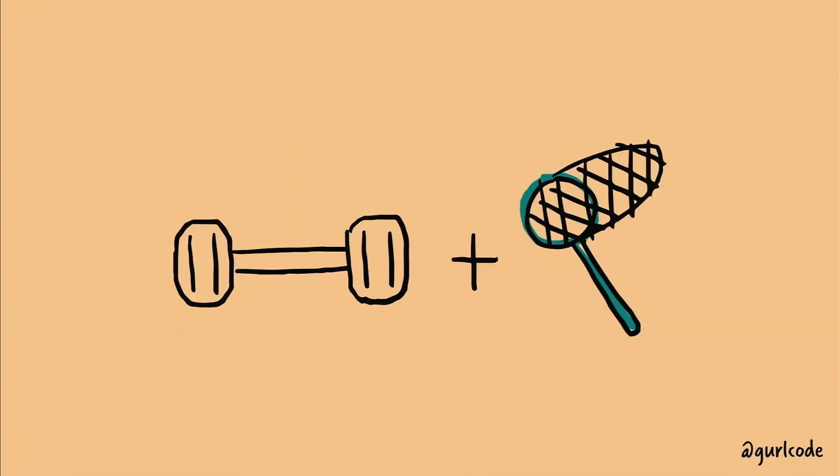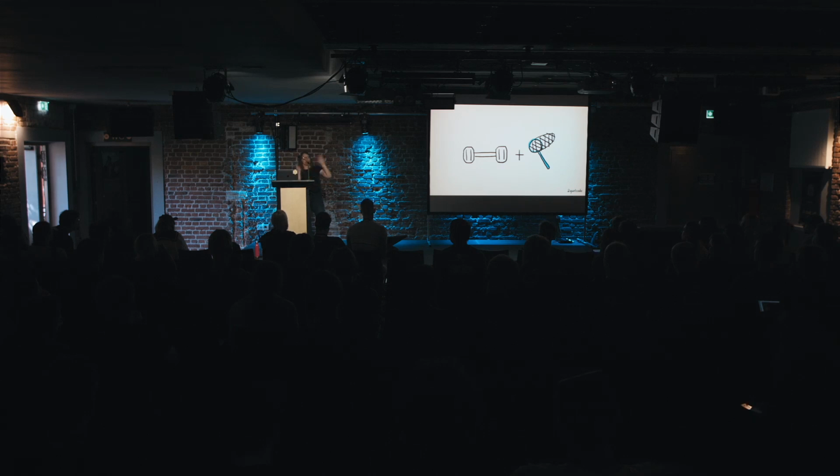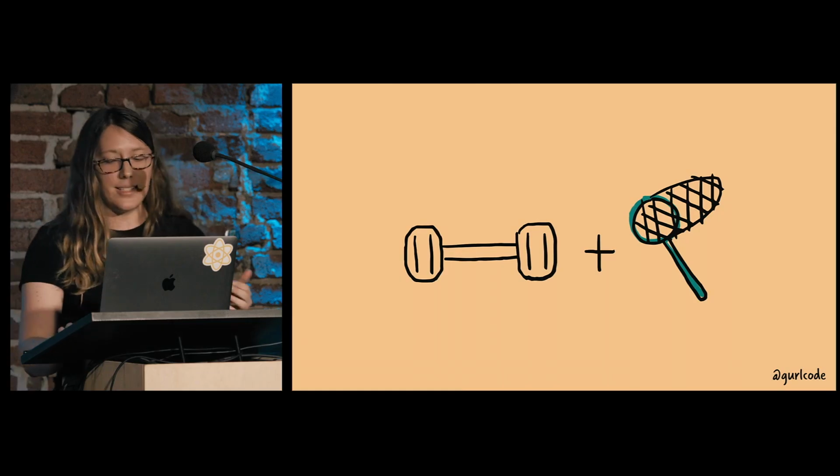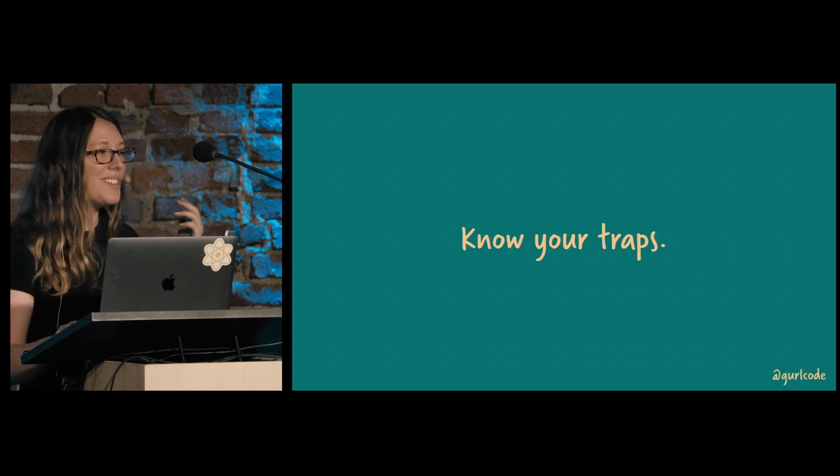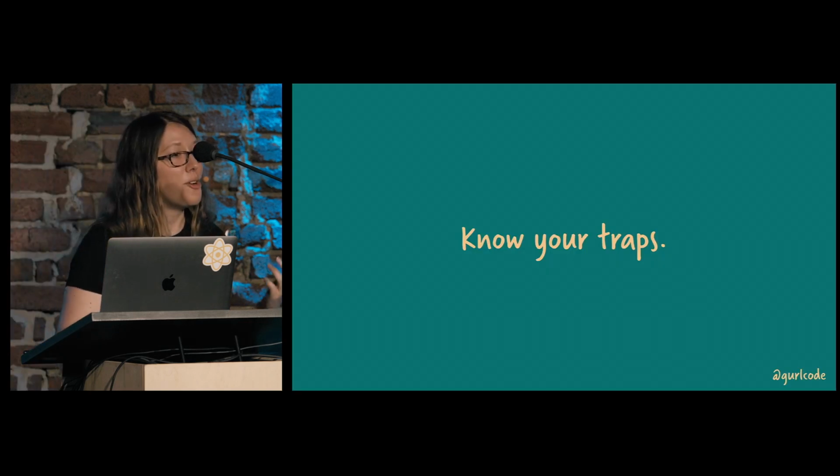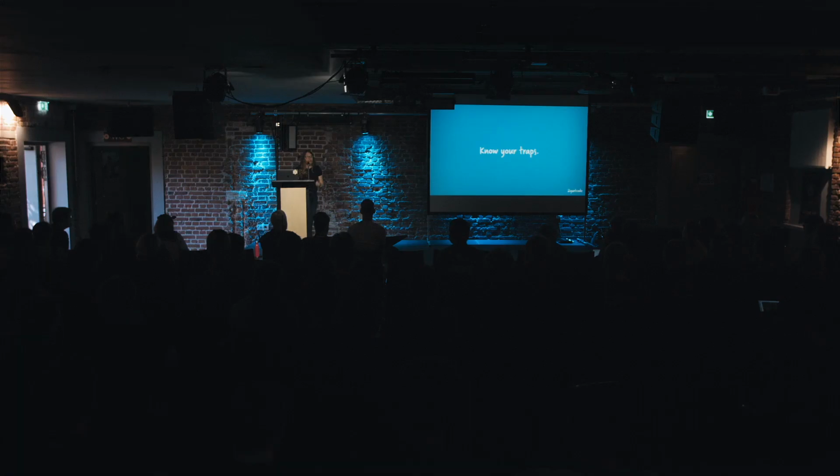So one day I joked that it would be really easy to trap him somewhere. Like if I just put a heavy dumbbell somewhere, he's going to instinctively go for it and I could just throw a net on him. I could catch him so easily. It's really important to know your traps. I told him this, I was like, you have to know your traps.